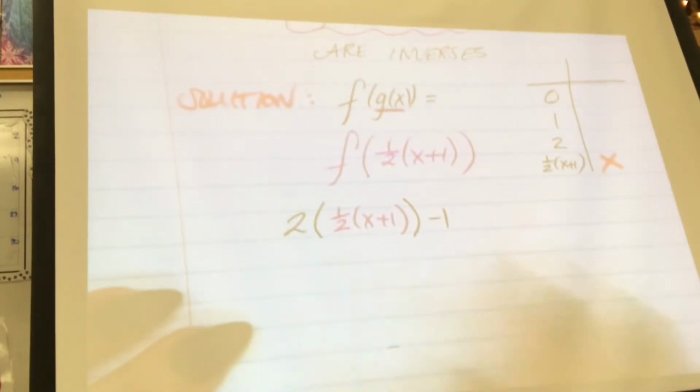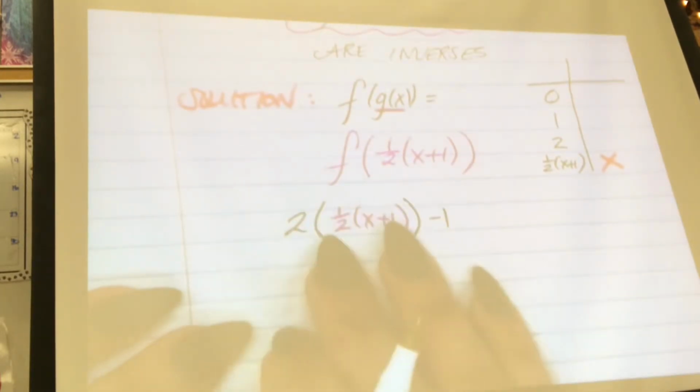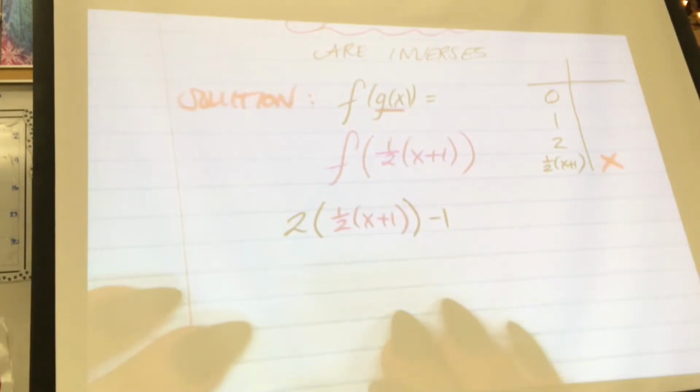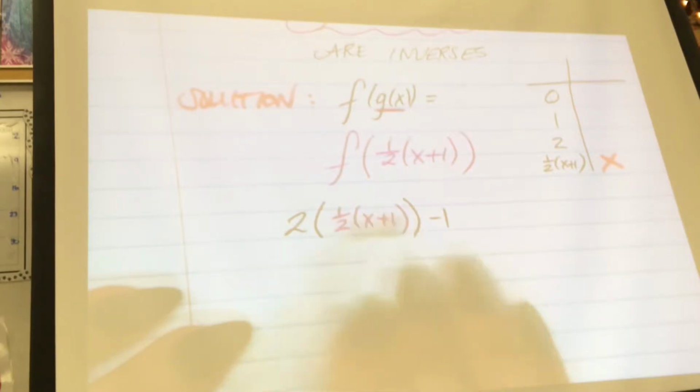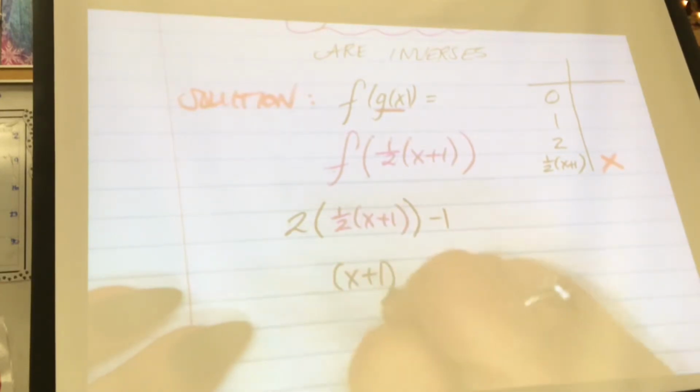So now we get to clean this up, and what do we hope to get? Just x. All right, so let's clean it up. What should I do first? Do our parentheses. We can distribute this, or we can multiply this first. What's 2 times 1/2? 1. It's just 1, and you're left with x plus 1, and then minus 1.